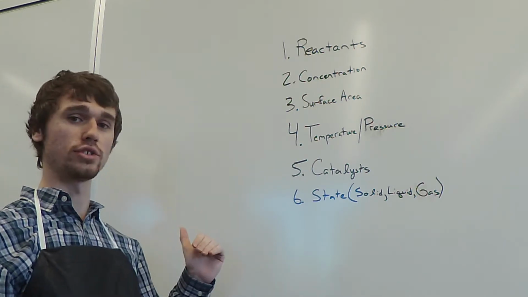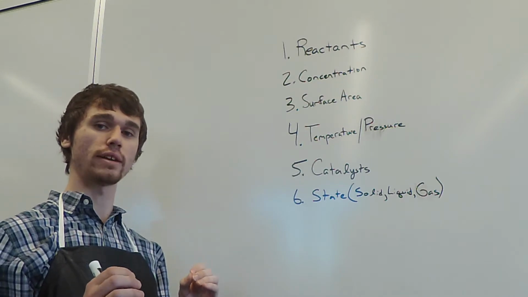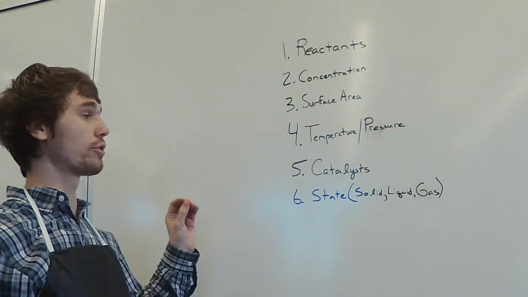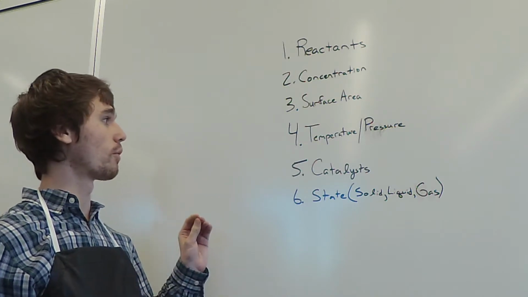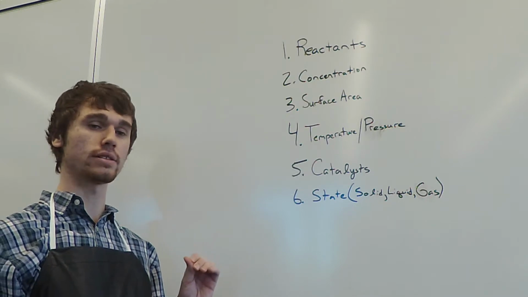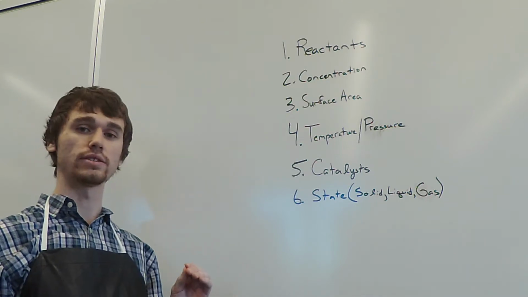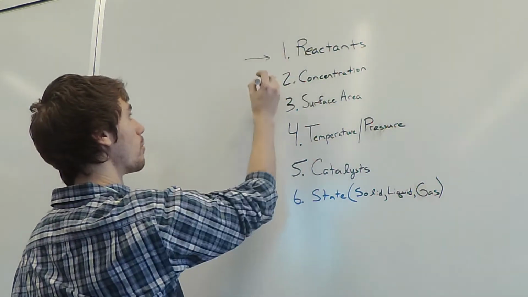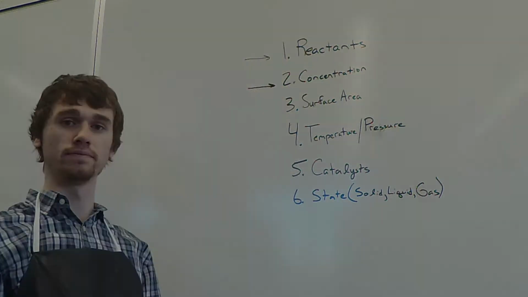Number 2 is the concentration. If you have 2 of the exact same reactants in different concentrations, the rate at which they will react will vary. Number 3 is surface area. Number 4 is temperature and pressure. Number 5 is the introduction of a catalyst. And number 6 is the state that the substance is in. Today we will be observing number 1 and number 2.